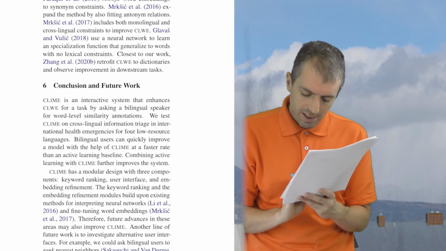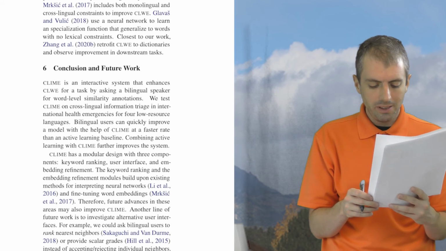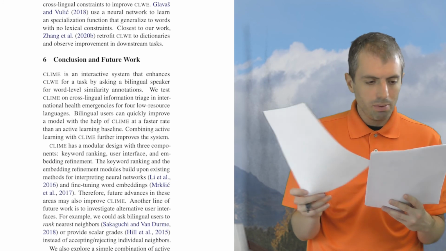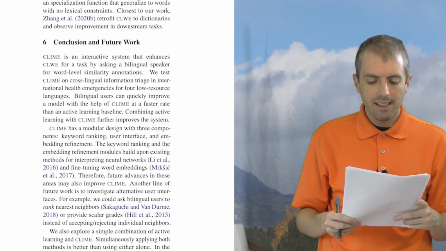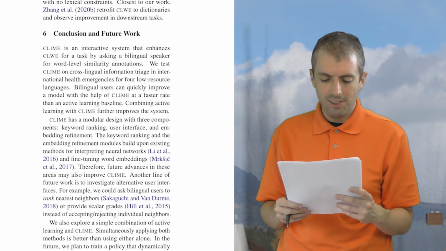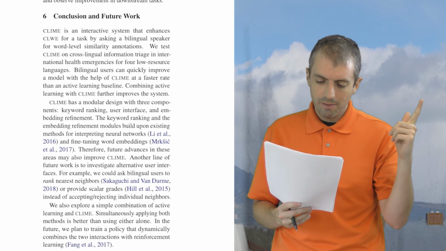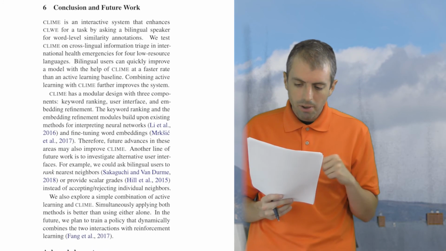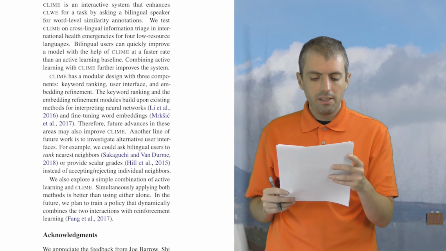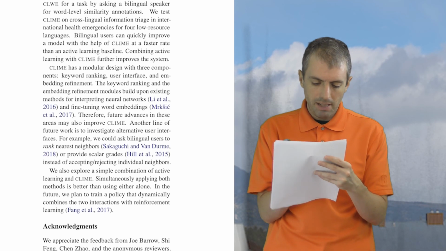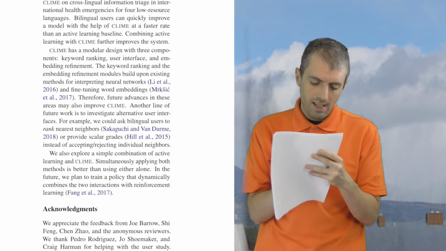CLIMB is an interactive system that enhances CLWE for a task by asking a bilingual speaker for word-level similarity annotations. We test CLIMB on cross-lingual information triage in international health emergencies for 4 low-resource languages. Bilingual users can quickly improve a model with the help of CLIMB faster than an active learning baseline. Combining active learning with CLIMB further improves the system. CLIMB has a modular design with 3 components: keyword ranking, user interface, and embedding refinement. The keyword ranking and the embedding refinement modules build upon existing methods for interpreting neural networks and fine-tuning embeddings. Therefore, future advances in these areas may also improve CLIMB.